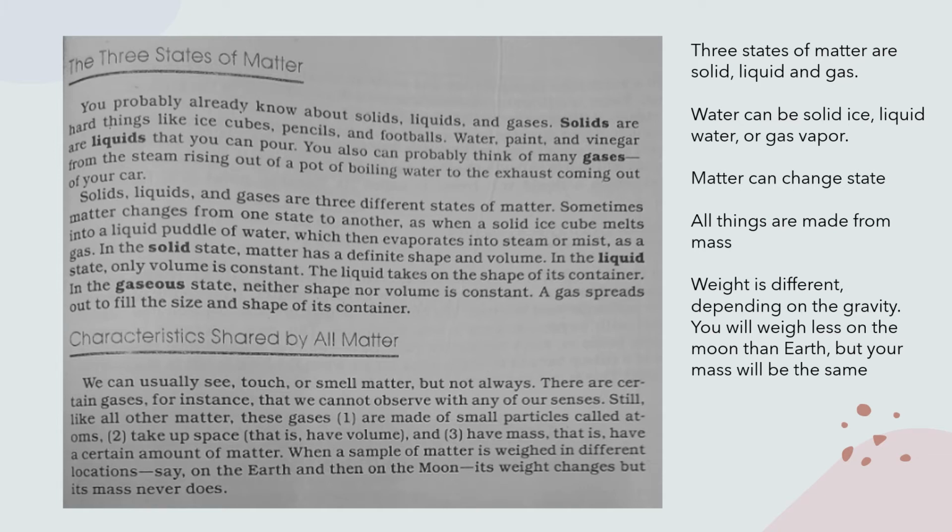So let's have a look together at lesson 1. The 3 states of matter. You probably already know about solids, liquids, and gases. Solids are hard things like ice cubes, pencils, and footballs. Water, paint, and vinegar are liquids that you can pour. You can also probably think of many gases, from the steam rising out of a pot of boiling water to the exhaust coming out of your car. So everything in the world around us is either a solid or a liquid or a gas.